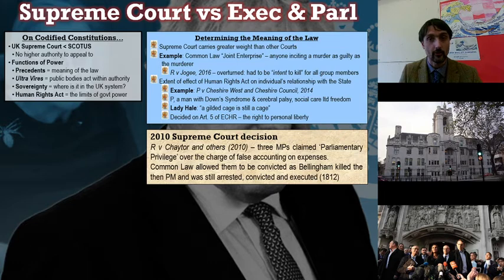Remember, common law is set on precedents. And they cited the case of Bellingham. Bellingham had killed the then Prime Minister in 1812 on parliamentary property. He had been arrested, he had been convicted, and he had been sentenced to execution and then executed. In other words, that a crime was committed on parliamentary soil meant nothing.